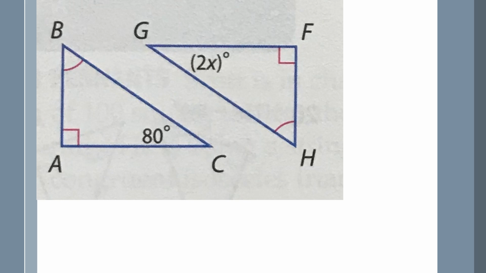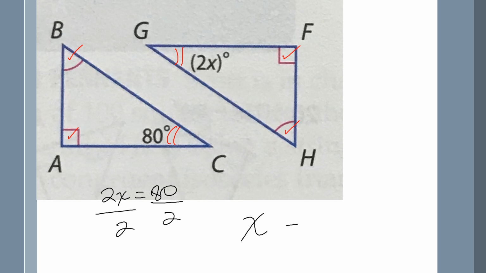Okay, so third angle theorem, we learned that we have a right angle here that's congruent to this right angle. We have this angle is congruent to this one. Therefore, these two angles here are also congruent. So 2x would equal 80. Divide each side by 2. x equals 40.